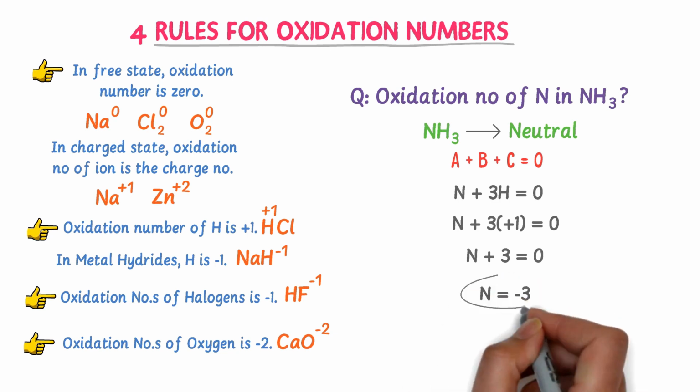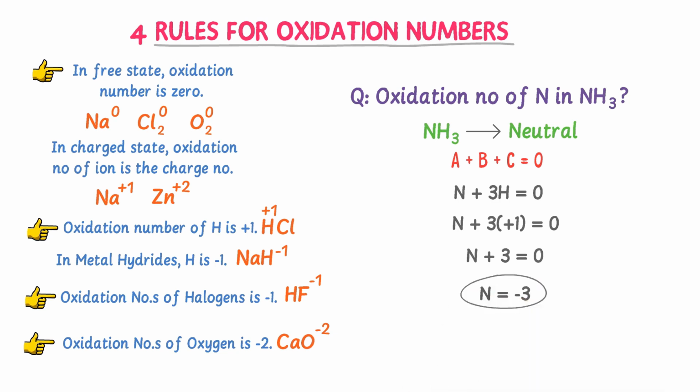Our N is equal to -3. So the oxidation number of nitrogen is -3 and that of hydrogen is +1 in ammonia NH3.